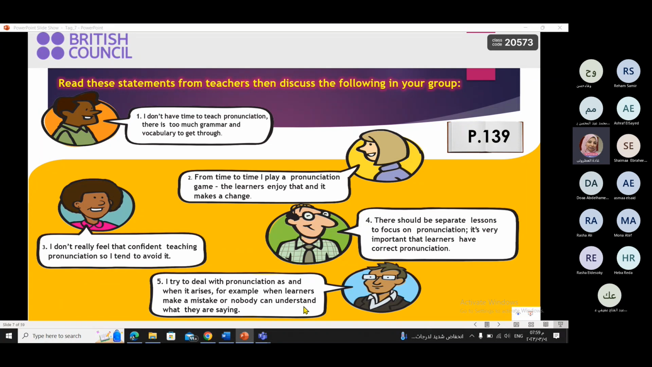Okay? So some teachers say that pronunciation is not important like grammar or vocabulary. Some teachers say that pronunciation should be taught only when a mistake or a problem arises. Other teachers think that pronunciation should be taught separately. So put these perspectives in your minds. Okay?